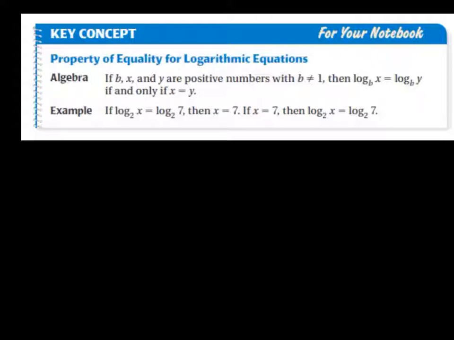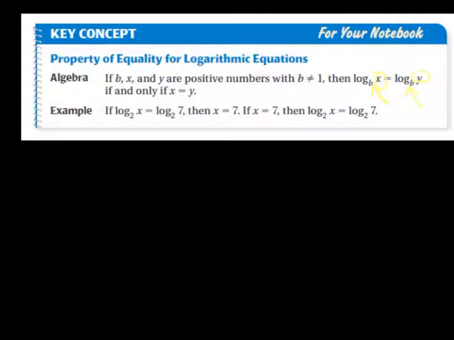It says if b, x, and y are positive numbers and b isn't 1, then log base b of x equals log base b of y if and only if x equals y. So when you have the same base, log base b, because they're the same, your argument or the big parts equal each other. If they're the same base and the equation is telling you they're equal, then x has to equal y. So it gives you an example. Log base 2 of x equals log base 2 of 7. Then x equals 7, so your solution for x would be 7.